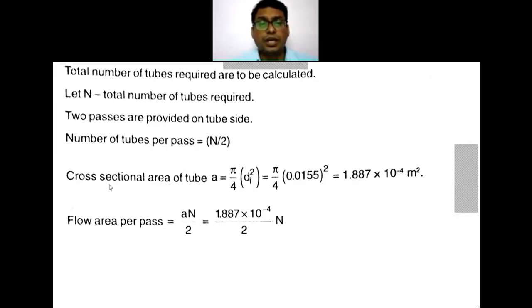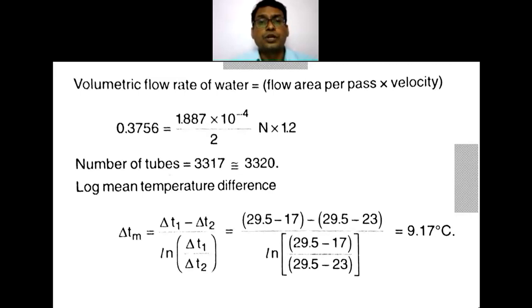So here the cross-sectional area and the fluid velocity, the fluid passing through that tube, are used for the calculation. That is the cross-sectional area of the tube, pi by 4 di squared, and the flow area per pass is the area into the total number of tubes divided by the tube passes. So the volumetric flow rate of the water is the flow area per pass into the velocity.